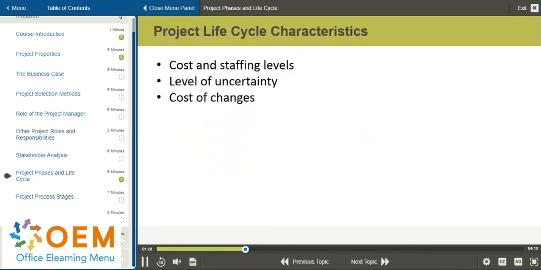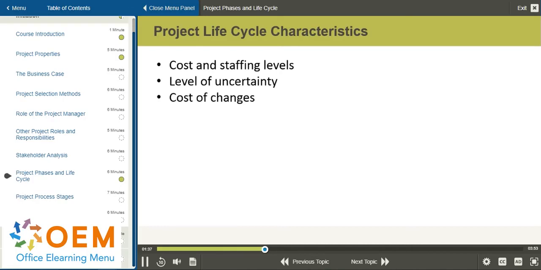Each stage in the project lifecycle has different characteristics in terms of 3 factors: cost and staffing levels, level of uncertainty, and cost of changes. When initiating the project, cost and staffing levels are low. Uncertainty is at its highest.